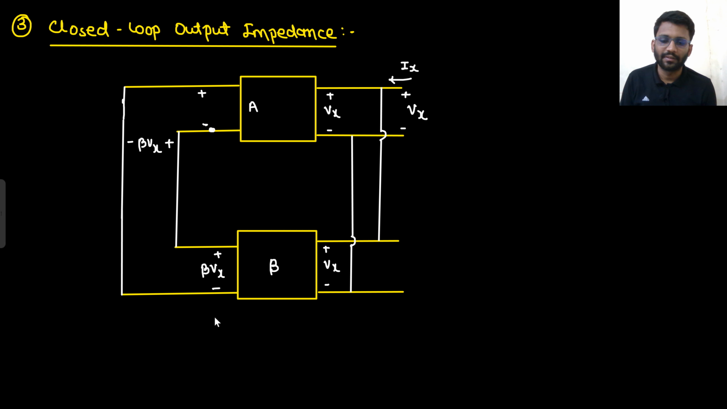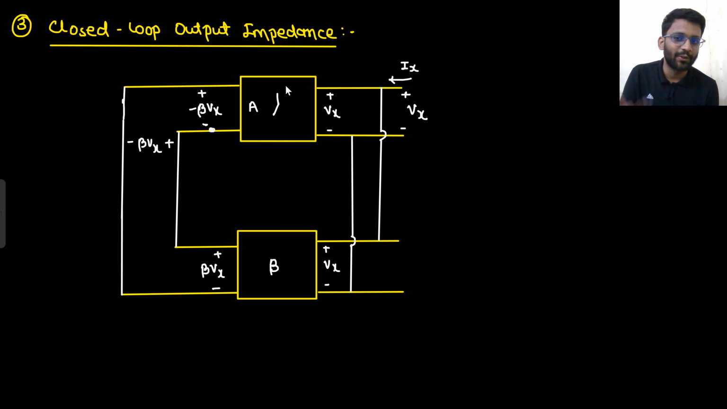Minus beta Vx. This positive node was going here, this negative node was going here. So in the opposite direction you are having beta Vx. So from positive to negative you are having minus beta Vx. Now this minus beta Vx will be multiplied with the factor of A. So what you will get? Directly you cannot write that your Vx would be equal to minus A into beta Vx.